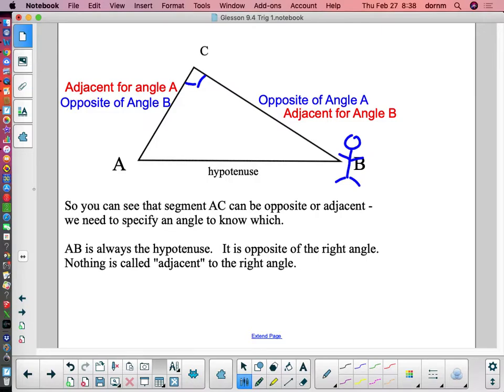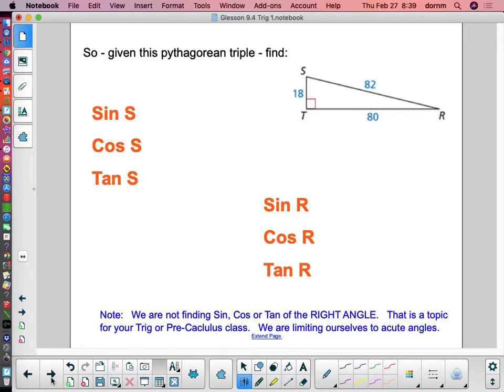So we always have to define a point of view, and like I said, that point of view is always going to be one of my two acute angles. Now, can we do a point of view from the right angle? Yes, we can. But that is not a topic for geometry. That's a topic more for trigonometry or pre-calculus. So we're not going to worry about that. We're always going to keep it simple because this is an introduction to trigonometry. We're going to keep our point of view at one of the two acute angles in the triangle.